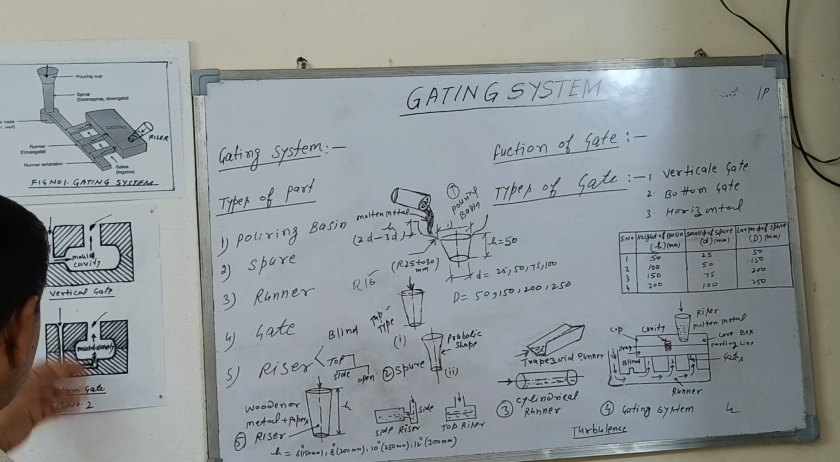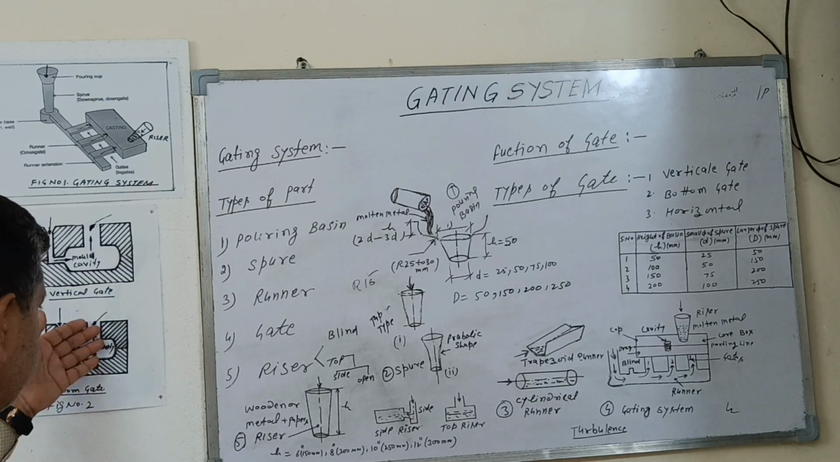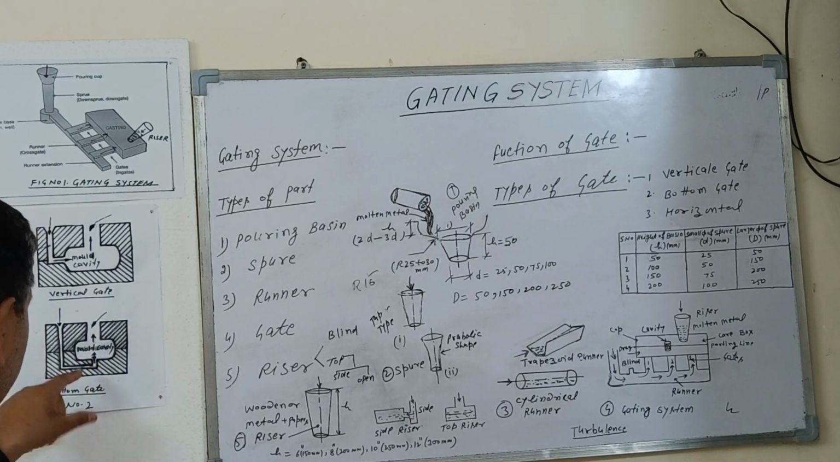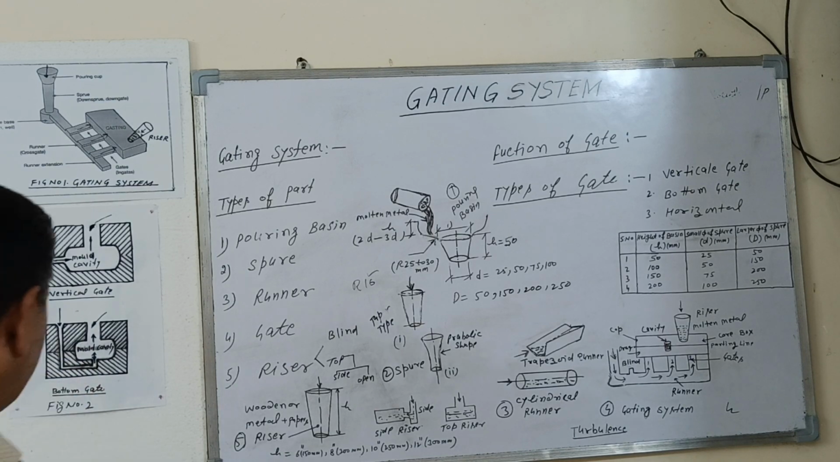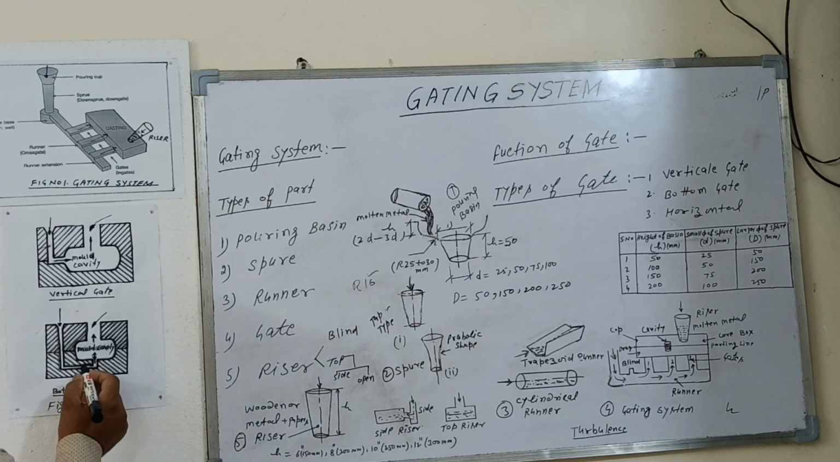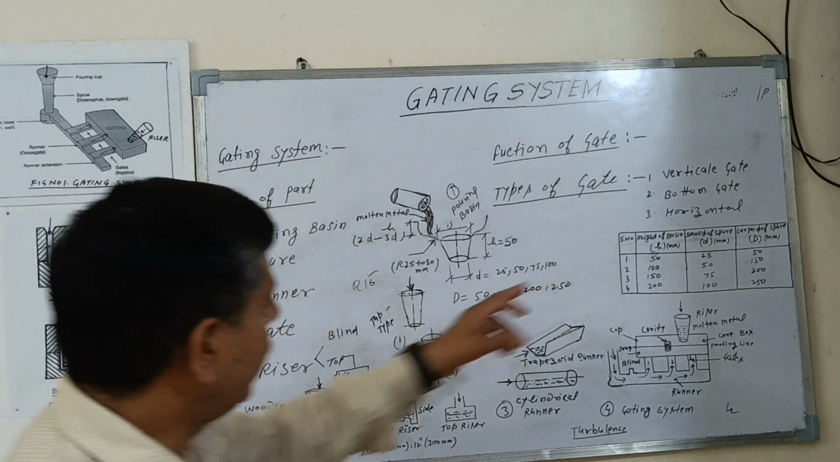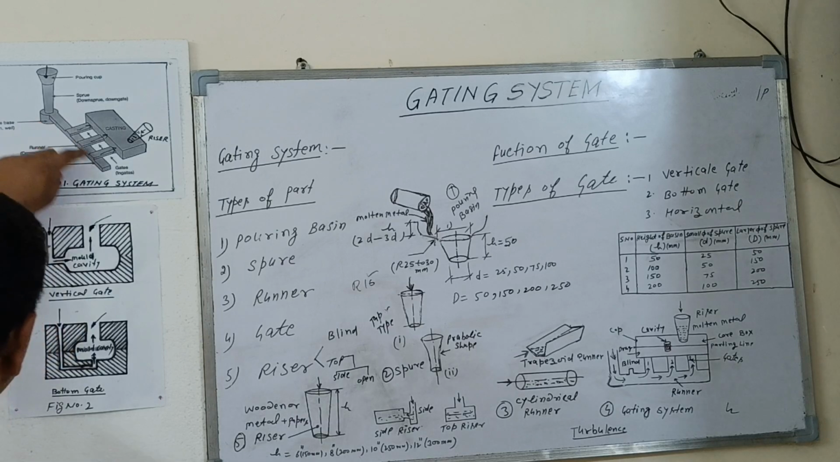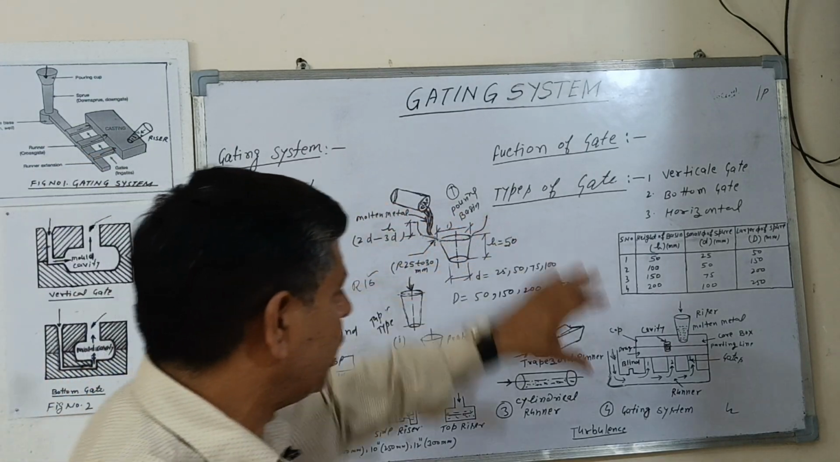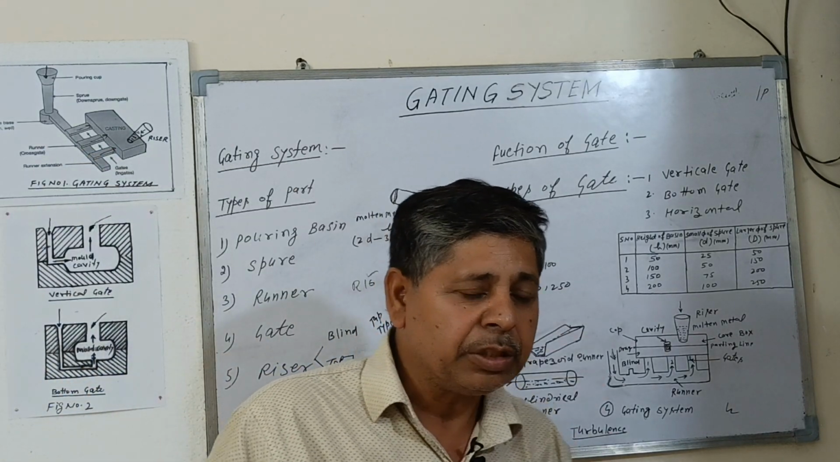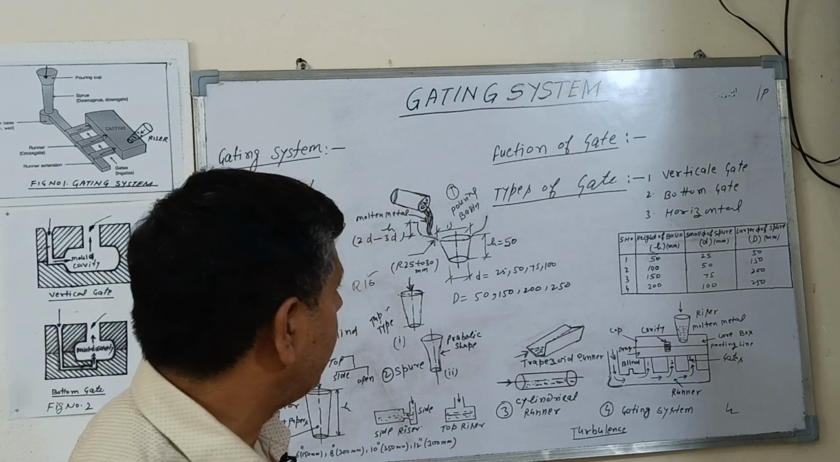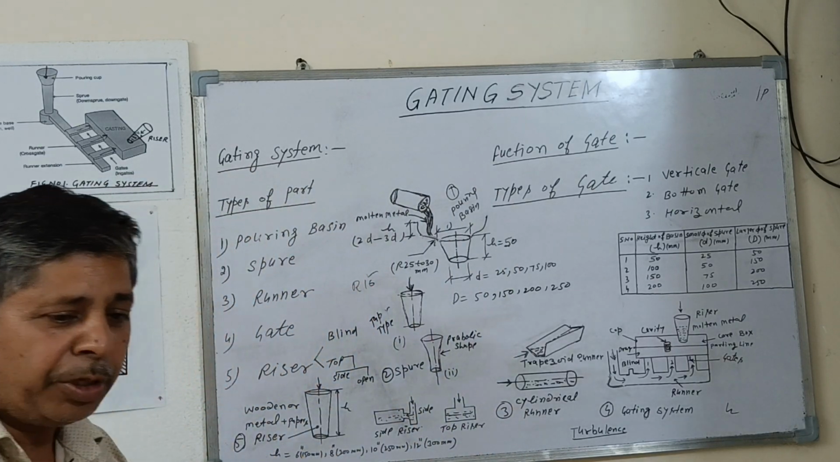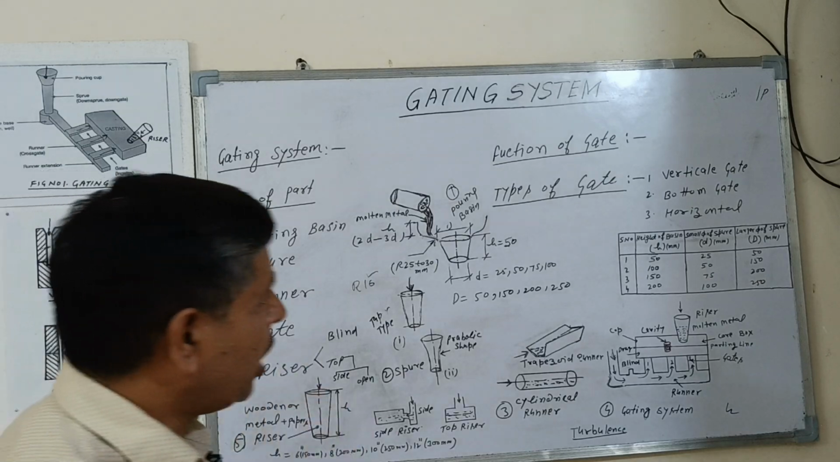In the bottom gate, the molten metal is poured from bottom to top. Here there will be more chance of choking. The third is the horizontal gate. This is a horizontal gate, and this is a runner. Different types of gates are used as per your casting size and requirement. The number of gates is also used as per your requirement and casting size.